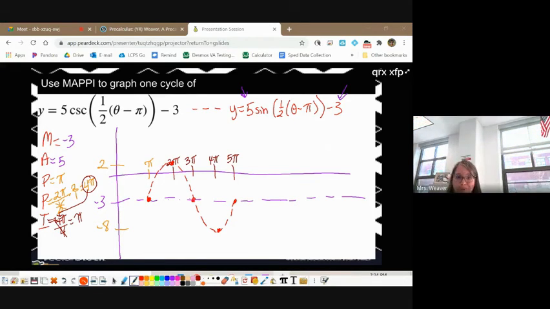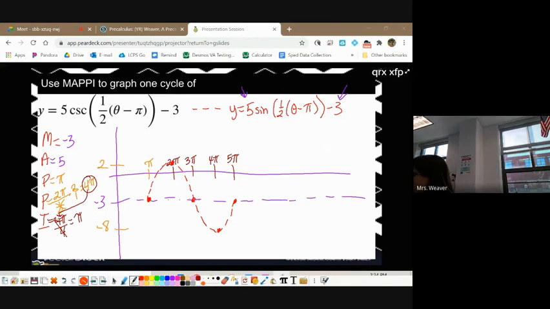Okay, now we're ready to graph cosecant. So we're going to flip it. Everywhere where sine is at its midline, cosecant is going to have a vertical asymptote. Everywhere where sine was at its midline, cosecant will have a vertical asymptote.